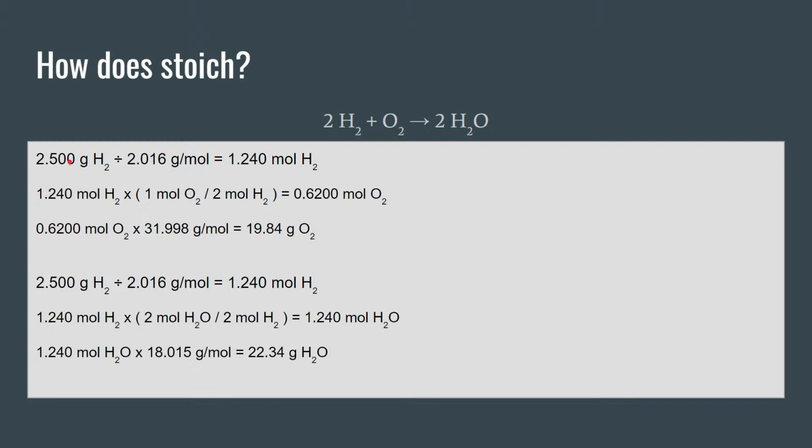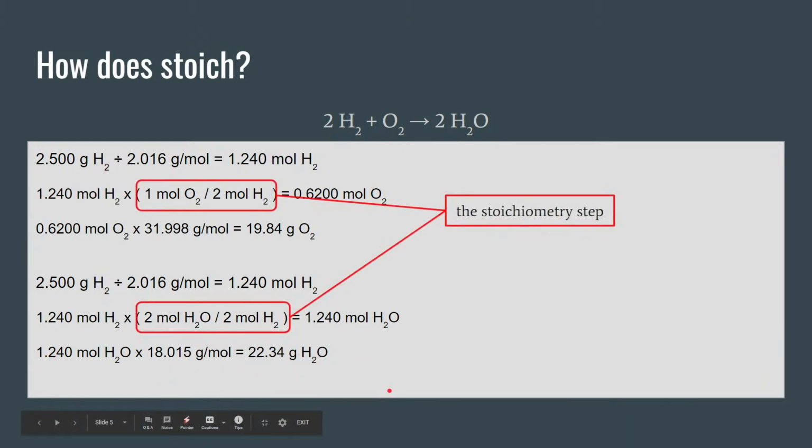2.5 grams of hydrogen. We convert that to moles, we get 1.24. Then we convert that to moles of oxygen. Where you're going to goes on top. So that gets us the 0.62 moles of oxygen, which you convert back to mass, you get 19.84. And then we can do that exact same math. You don't have to add, but 2.5 grams of hydrogen is 1.240 moles of hydrogen. And then every 2 moles of water we produce is going to consume 2 moles of hydrogen. So 1.24 moles of water will be produced. And then 1.240 times 18.015 gets the same 22.34.